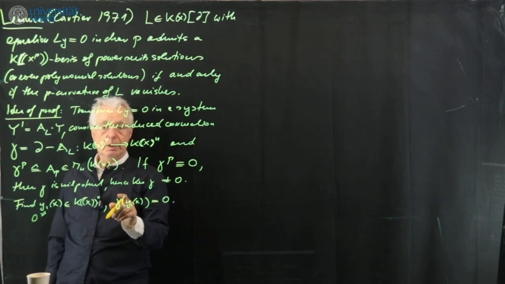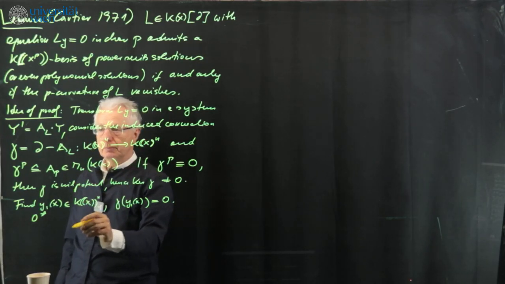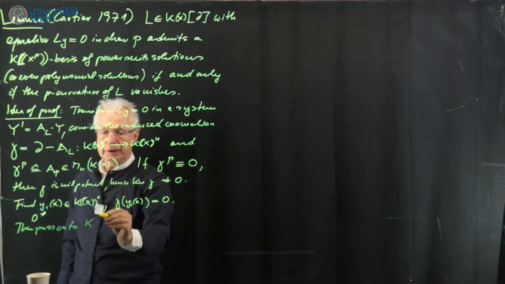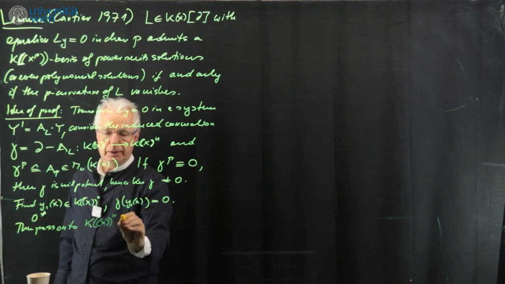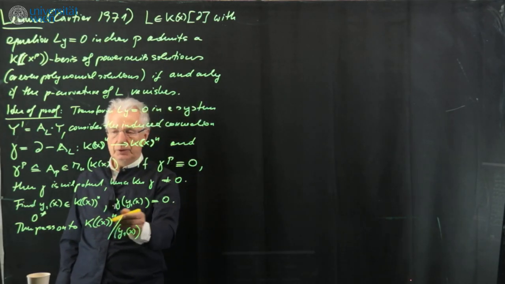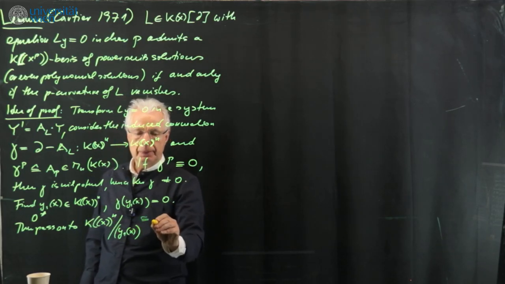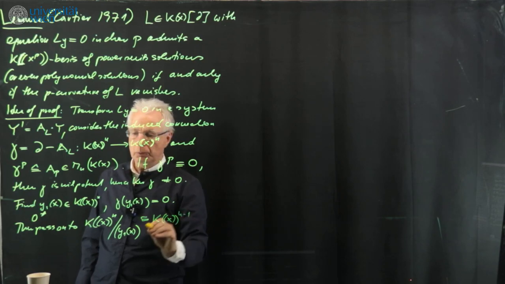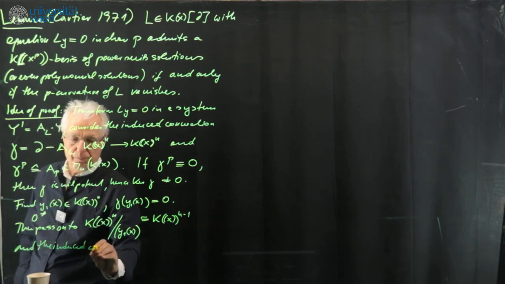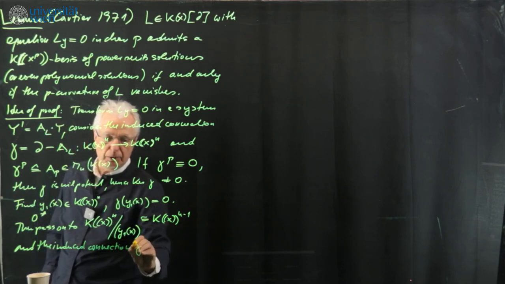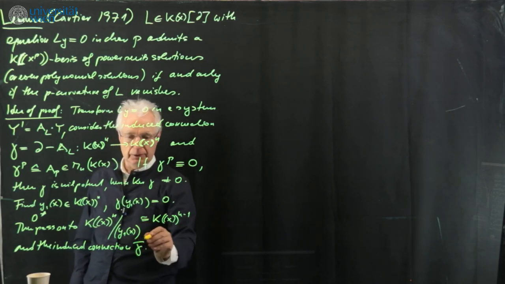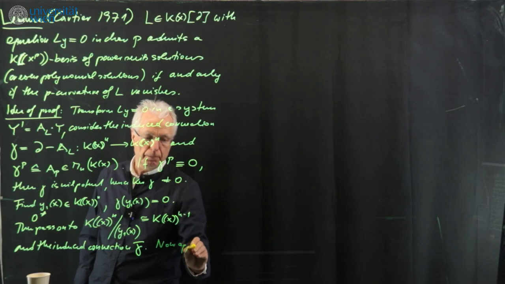And now we apply induction. We quotient out this y1 and pass on to K(x)^n modulo the submodule generated by y1(x). Now, as all these are free modules, this will be isomorphic as a K-vector space to K(x)^(n-1), with the induced connection, let me call it gamma bar. Now you have to check that everything goes through again, and you can apply induction on n.